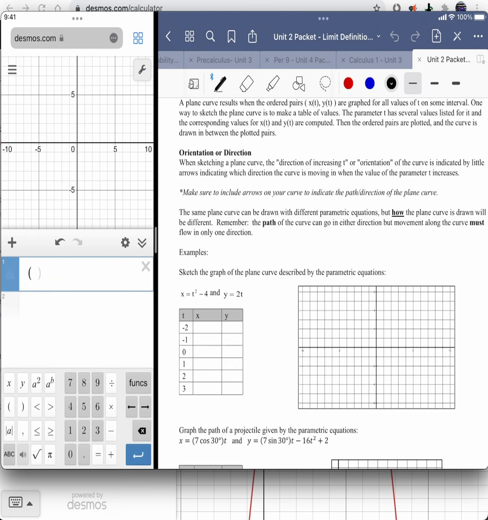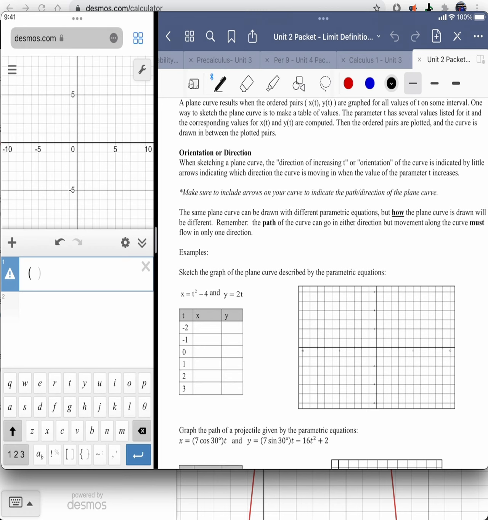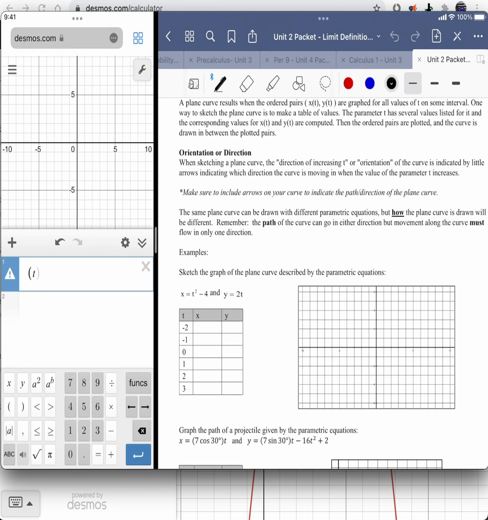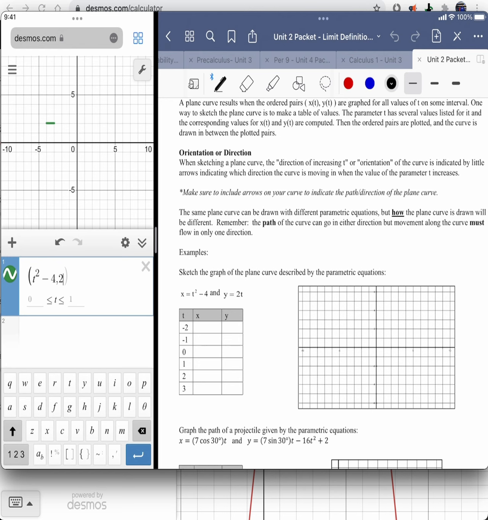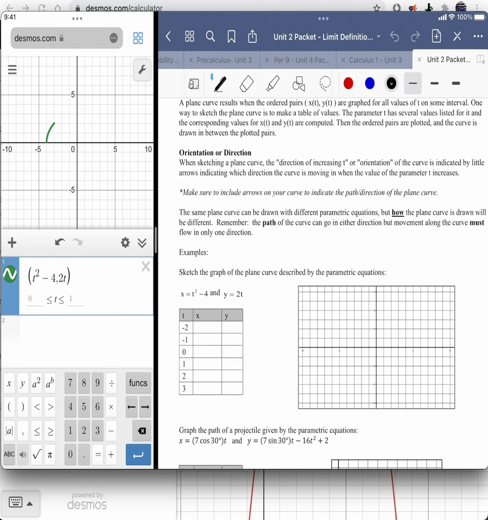So open paren, we're looking at t squared minus 4 comma 2t. You see the domain that's indicated there goes from 0 to 1, but I want mine to go from -2 to 3.